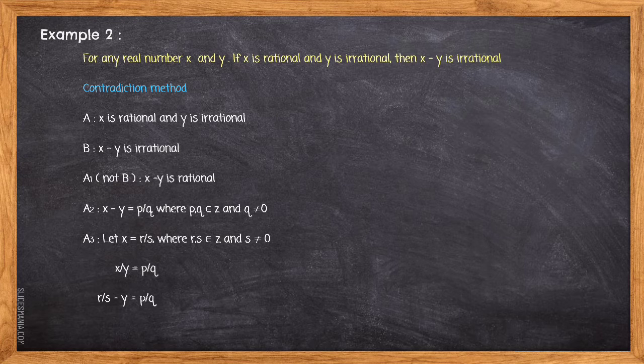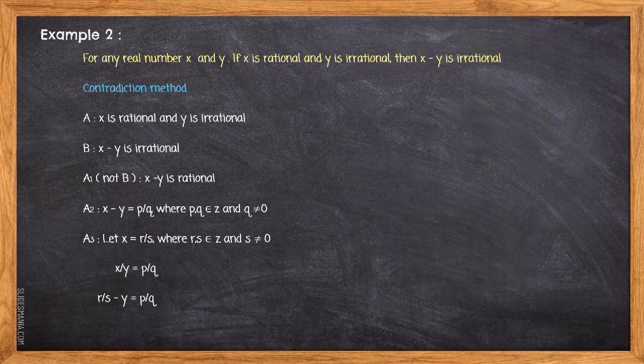Number 2. For any real numbers x and y, if x is rational and y is irrational, then x minus y is irrational. So we use the contradiction method. A: x is rational and y is irrational. B: x minus y is irrational. A1: not B, x minus y is rational.